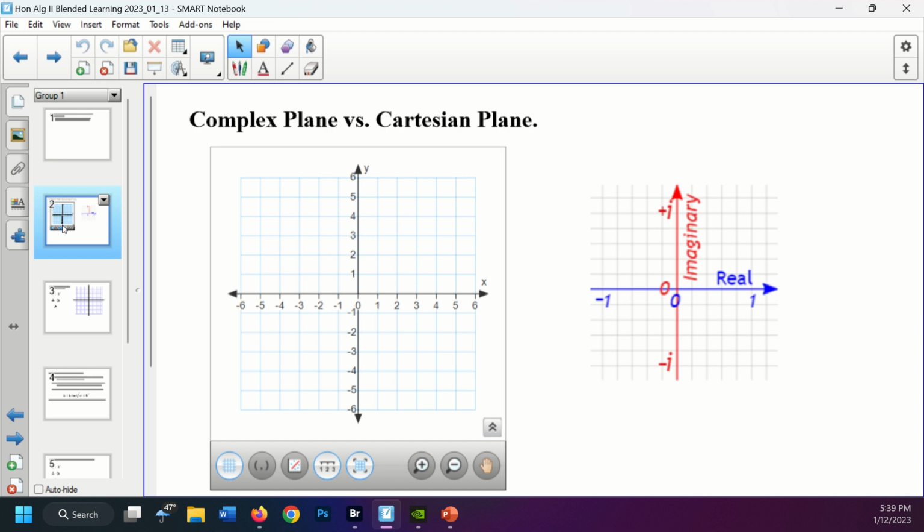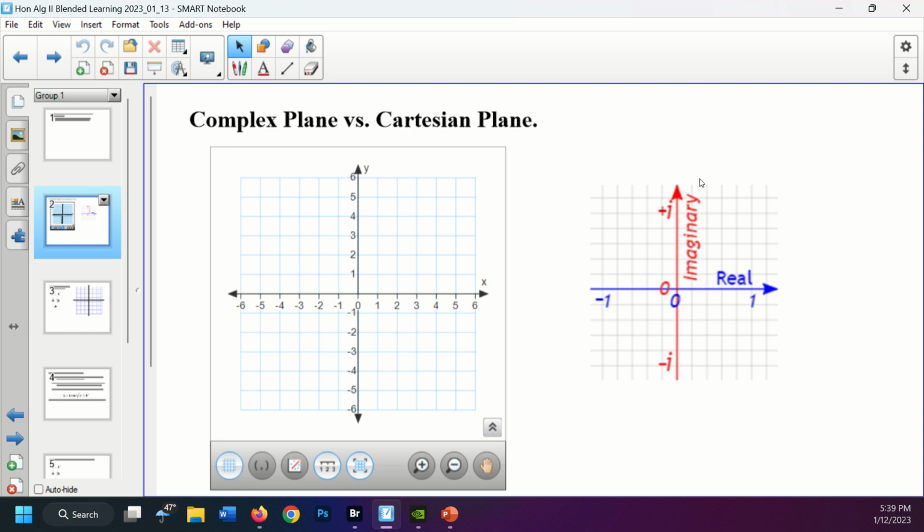You have been plotting points on a Cartesian plane, which we normally call the XY plane. Today we're going to talk about plotting complex numbers on a complex plane. A complex plane is similar to the Cartesian plane, as it is two number lines that are perpendicular to each other. Along what we would normally call the x-axis, that is going to be our real part, and along what we would normally call the y-axis, that's going to be our imaginary part.